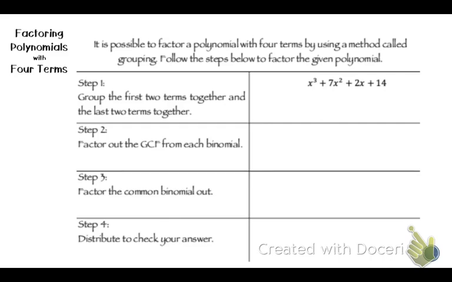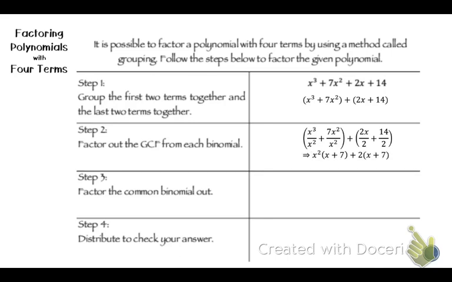So we group the first two terms and we group the last two terms. That means I'm just going to put them in parentheses, okay? So we have x cubed plus 7x squared and 2x plus 14. Then we take out the GCF from each binomial, because we just created binomials here. The GCF in the first binomial is x squared, so that's what I'm going to take out there. The GCF in the second binomial is 2x, so I'm going to take that out. Remember, GCF means greatest common factor.